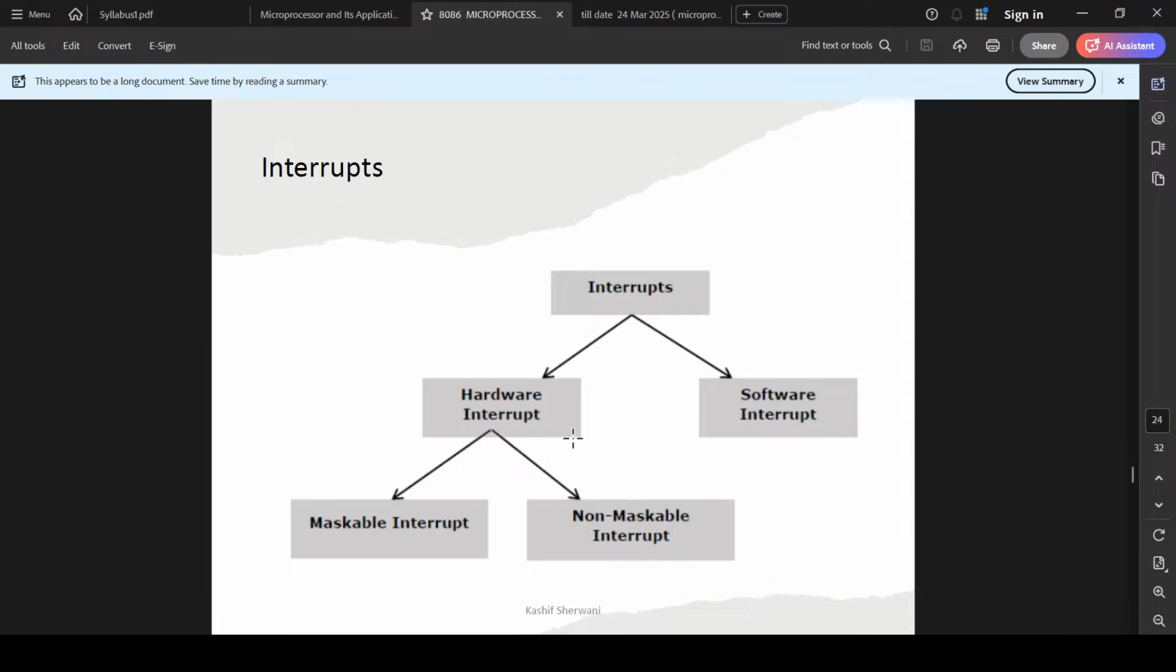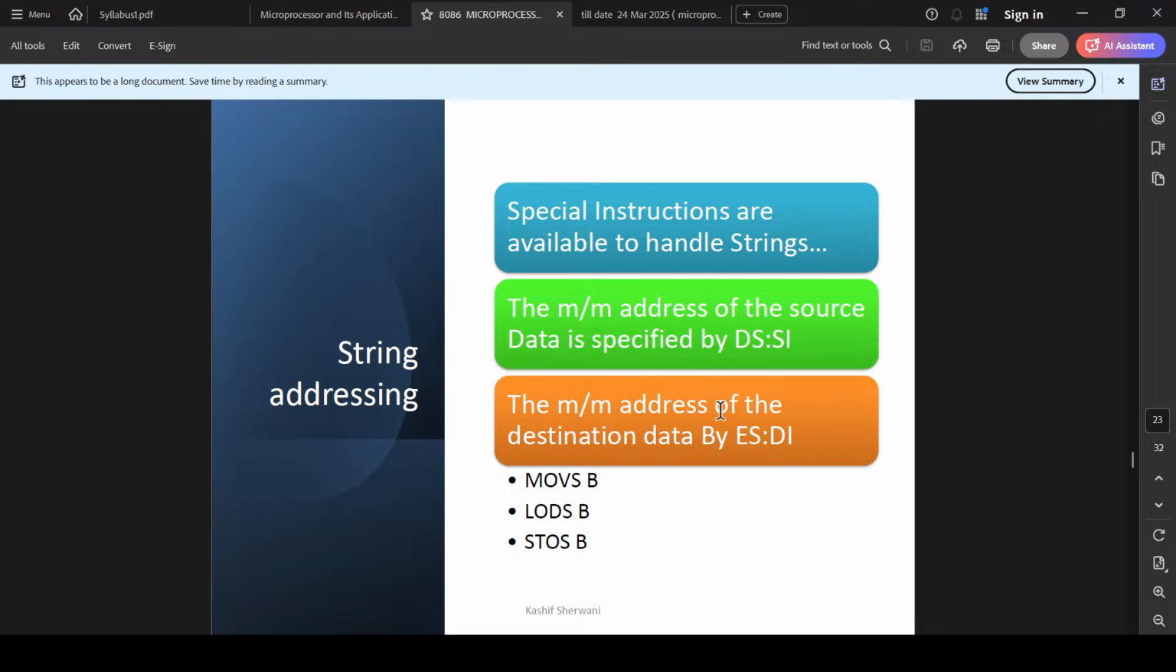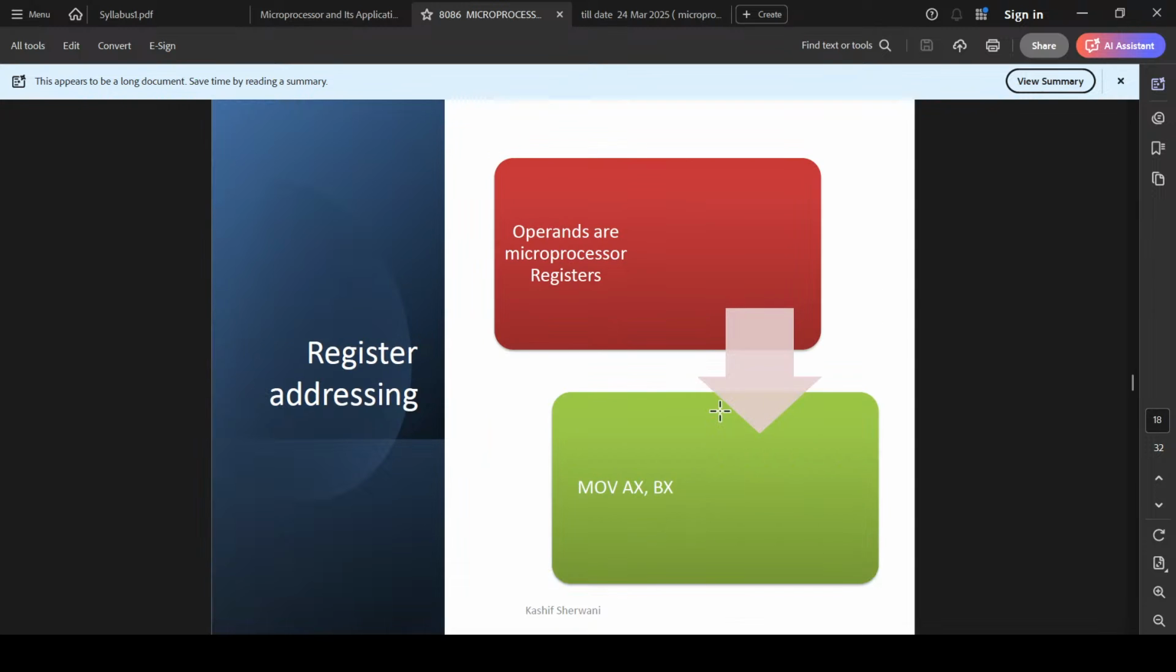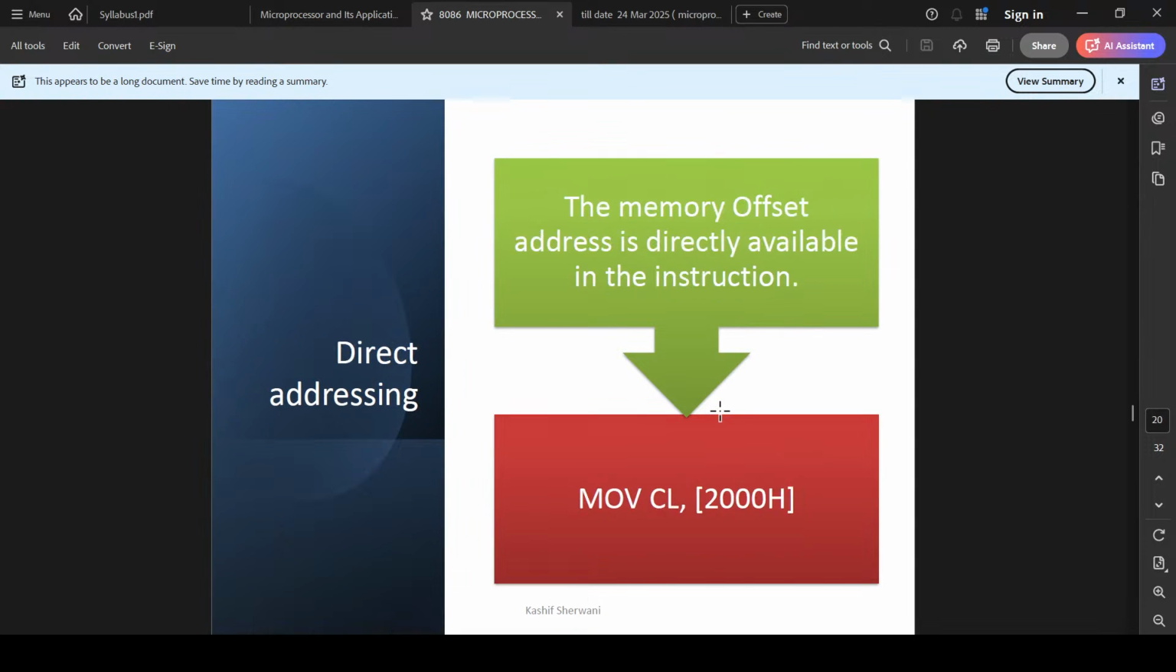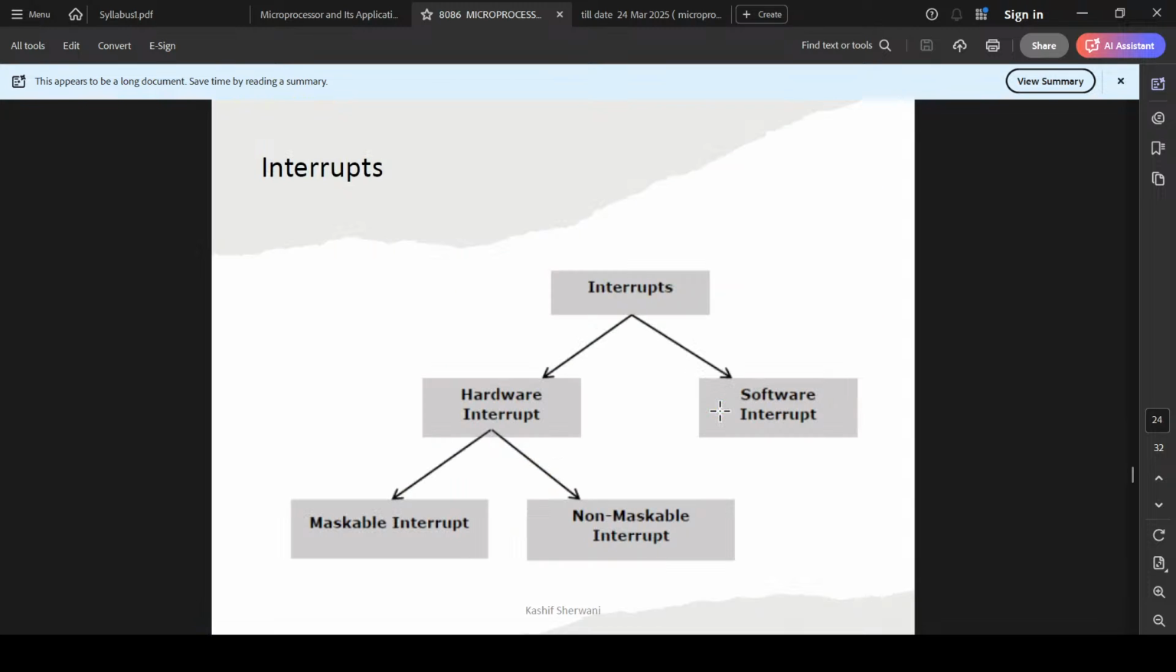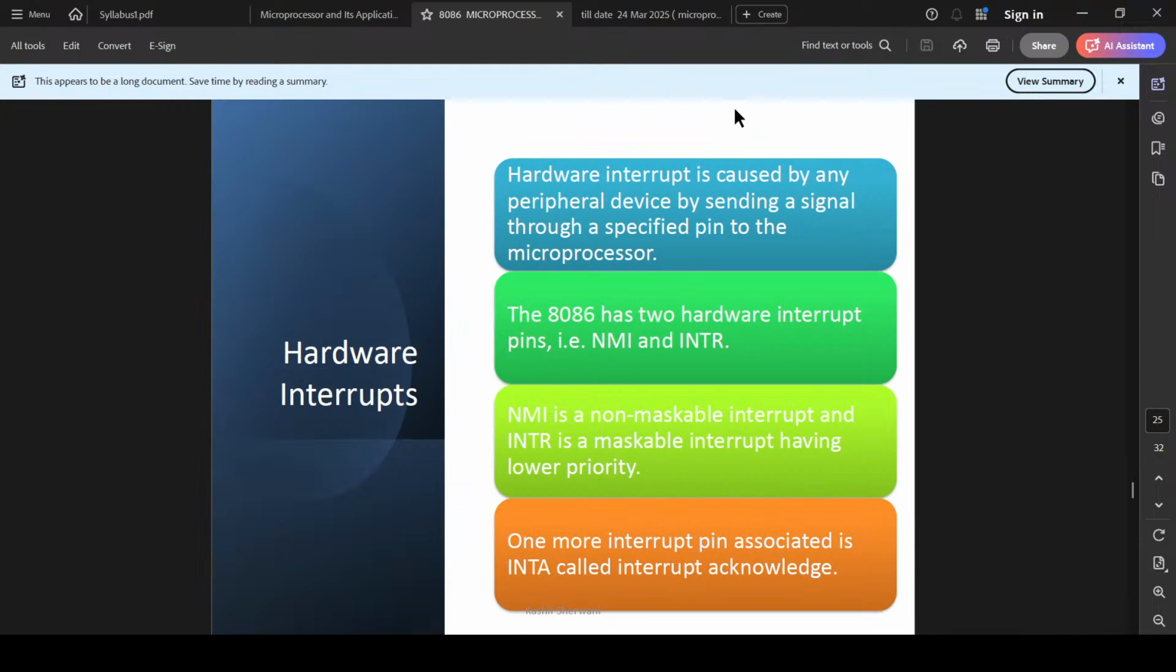So, okay, we are here to study the interrupts of the 8086 microprocessor. Till here we have covered the addressing modes in the last class. We'll start with interrupts. Interrupts are of two types, hardware and software. And further, hardware interrupts can be classified as maskable or non-maskable.